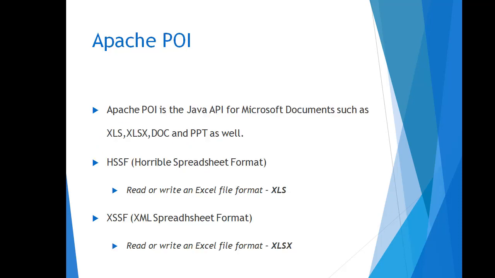What is Apache POI? Apache POI is a Java API mainly useful for Microsoft documents such as XLS, XLSX, Doc and PowerPoint as well. In Apache POI, there are two main APIs which will be helpful for reading Excel documents. When you say Excel, there are two different formats in which we store the data, mainly XLS and XLSX. If we are interested in reading data from XLS, then we have to use an API named HSSF, which is the Horrible Spreadsheet Format.